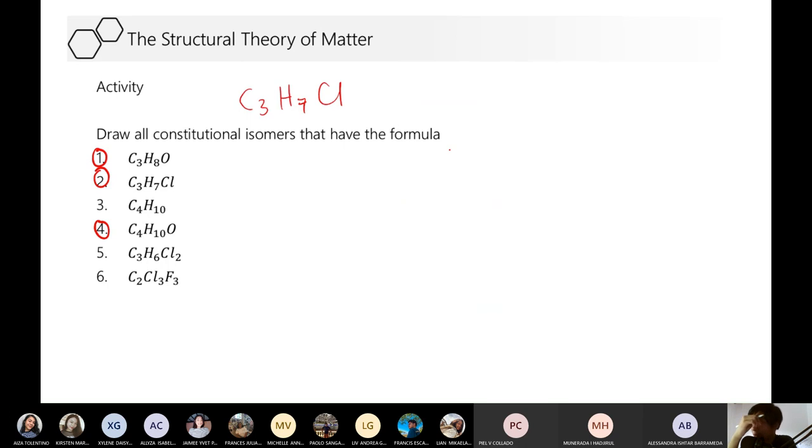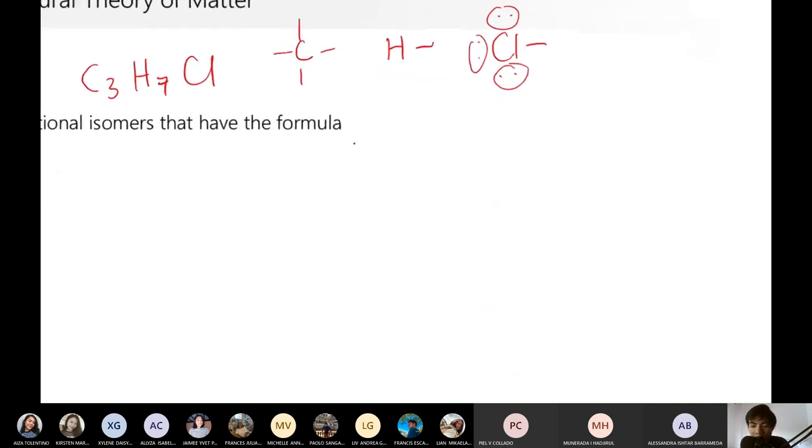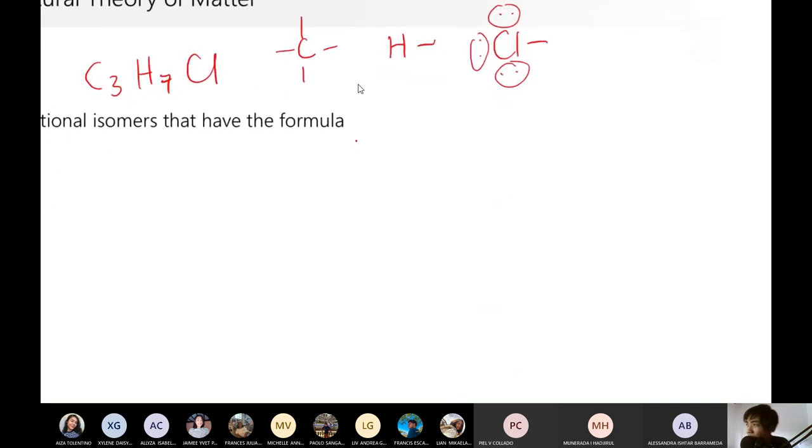C3H7Cl. So, we have three carbons. Carbon is tetravalent, so it can form four bonds. Hydrogen is monovalent and Cl is monovalent as well with three lone pairs na. Ayan, bilugan ko. Hindi kita masyado eh. Okay, so yun yung Cl natin. So, ang task na lang natin is to create different isomers out of their possible connectivities na. So, gawa tayo ng iba't ibang connection na pwedeng gawin.